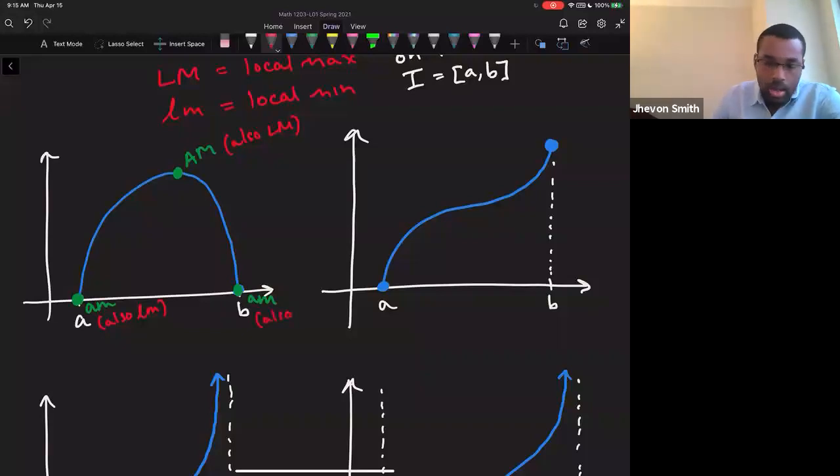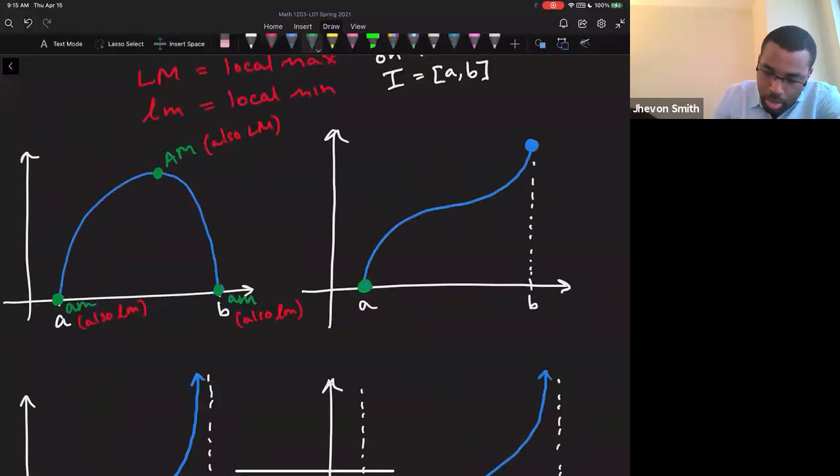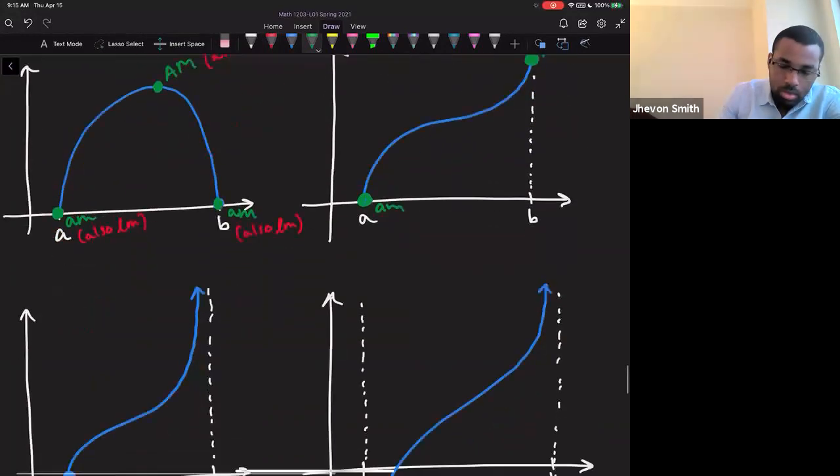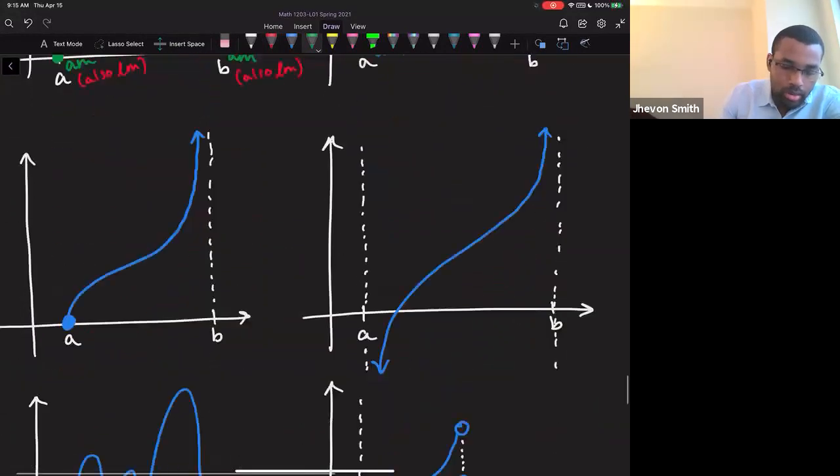All right. Over here, similarly, at point A, that is our absolute min. Up here, this point is going to be our absolute max. Again here, we have our absolute min. What will be the absolute max here?